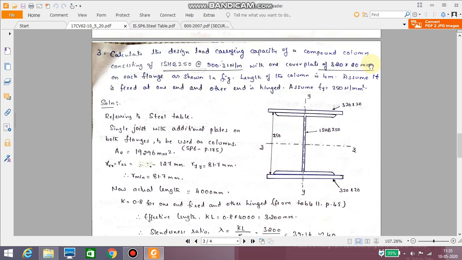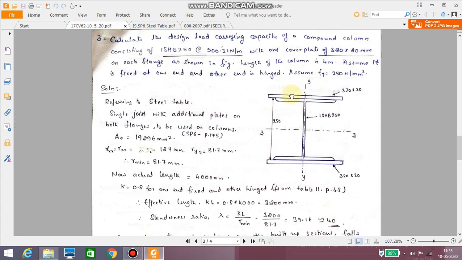Calculate the design load carrying capacity of a compound column consisting of ISHB 250 at 500.31 Newton per meter with one cover plate of 320 by 20 mm on each flange as shown in the following figure. Length of the column is 4 meter. Assume it is fixed at one end and the other end is hinged. Assume Fy equal to 250 Newton per millimeter square.